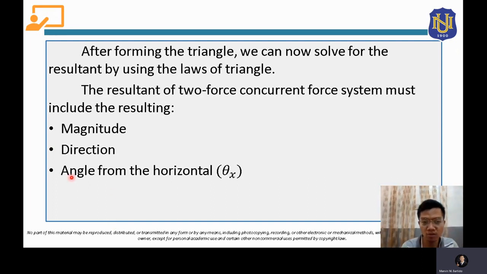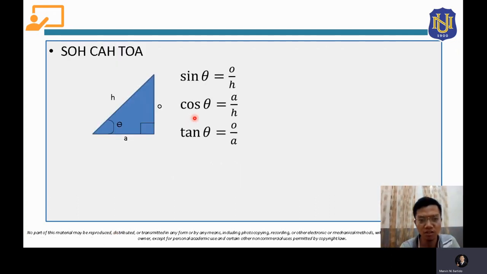These are the important parts when you are asked to give the resultant. It should include the magnitude of the resultant, the direction of the resultant, and the angle from the horizontal of your resultant. We're going to talk about how to solve this on our succeeding slides. This is the first law that we're going to recall for the laws of triangle. We can use this for solving your triangles.